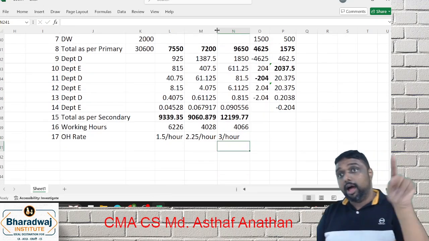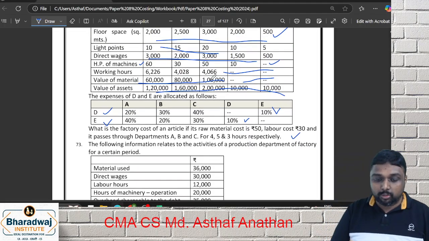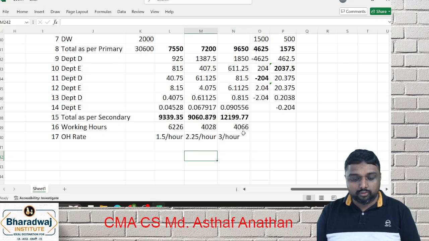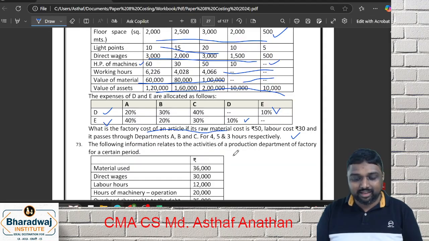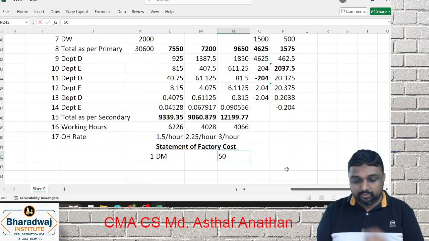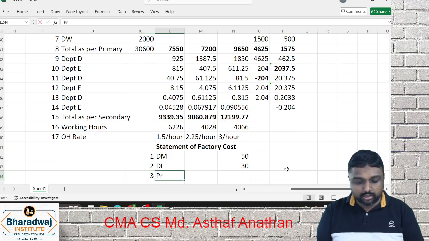Now absorption. What is absorption? A factory cost you have to do. So you have to go for the statement of factory cost. All consolidated. First one, direct material. What is the material? 50 rupees. What is the direct labor? 30. Now you have to add overhead. This is what is called prime cost.